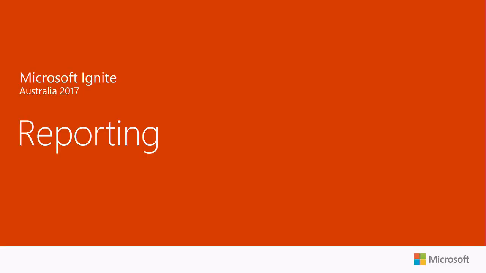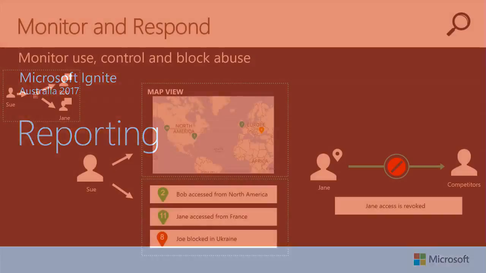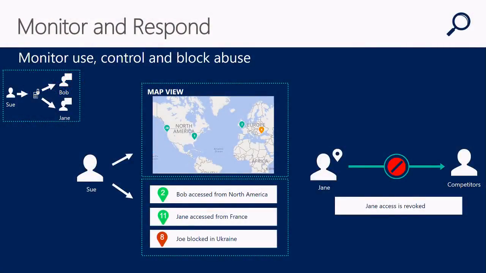So it's all very well for us to be able to classify and protect our information. How do we report on it? We've got a number of ways we can do it, and we've talked about this already. Monitoring and responding can be done through the tracking portal. So the idea here is we've got Sue, who is sending a piece of information that's encrypted to Bob and Jane. So with the tracking portal, we can see that Bob has accessed this from North America. We can see that Jane has accessed this from France.